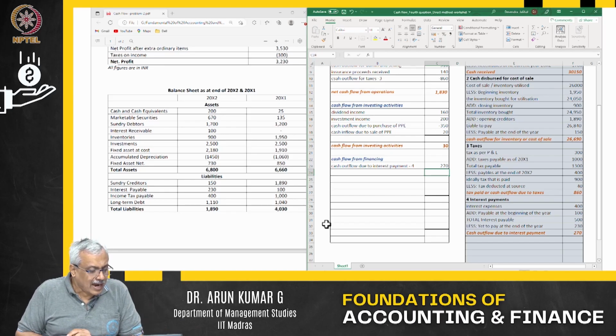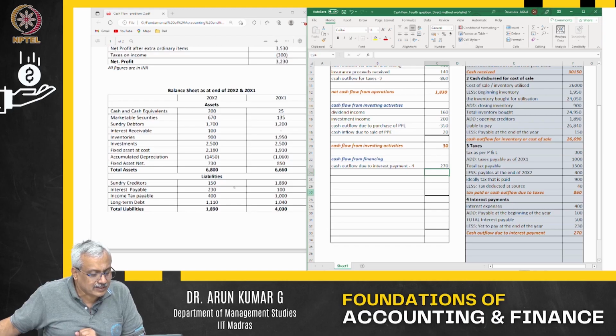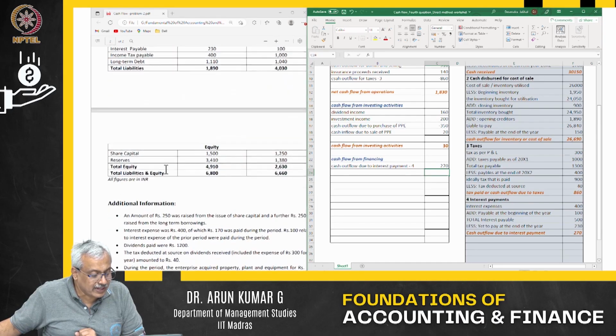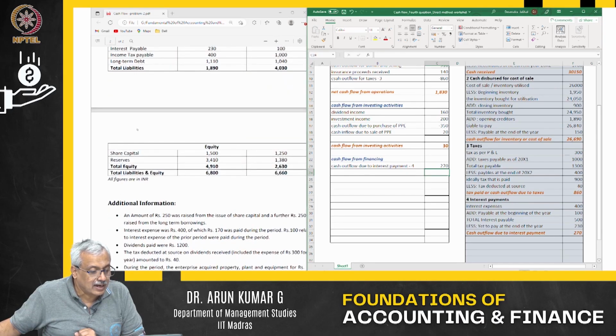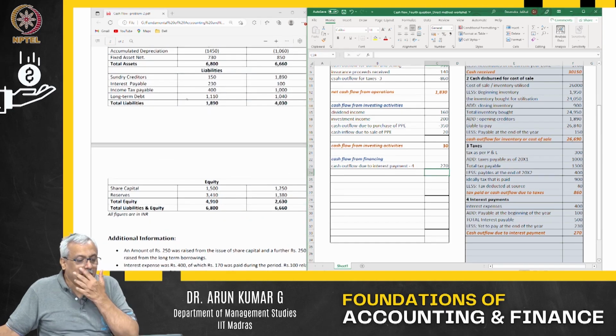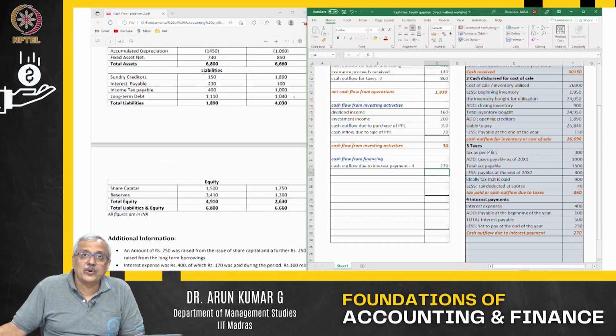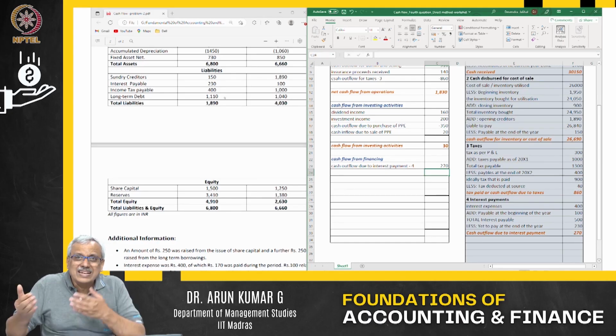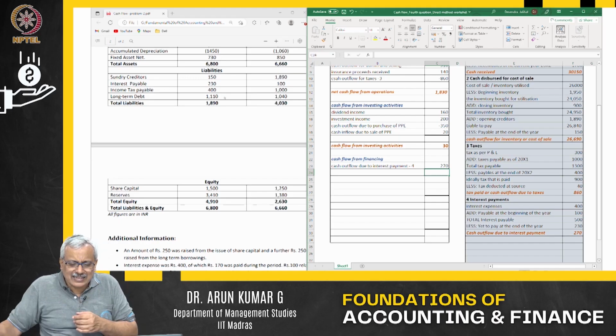Next, after interest payment, let us look at the other part. Interest payment is done. Then let us look at any other liability, anything to do with the investor, anything to do with financing. Financing is only share capital and debt. Last year the debt was 1040. Current year debt is 1110. That means a net cash inflow has occurred.